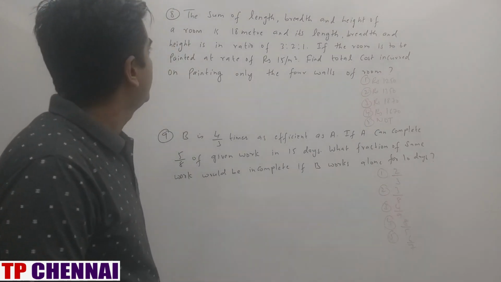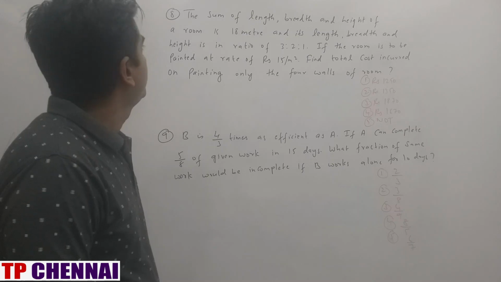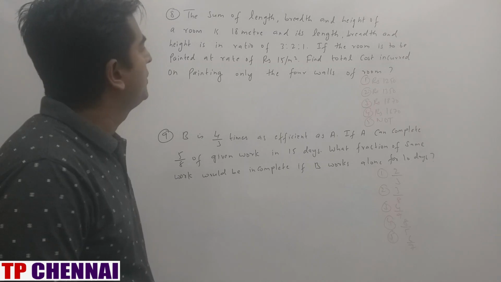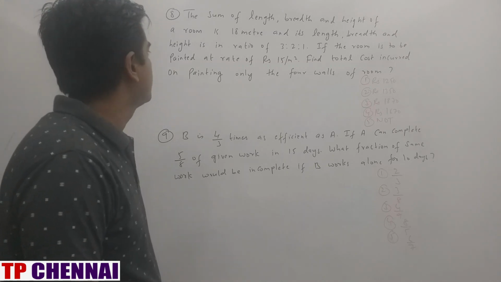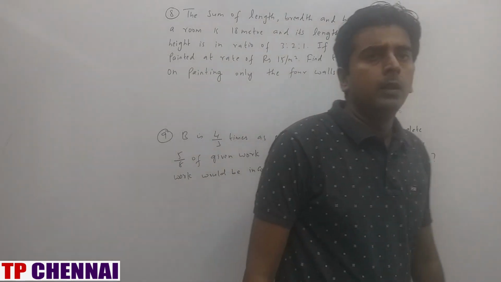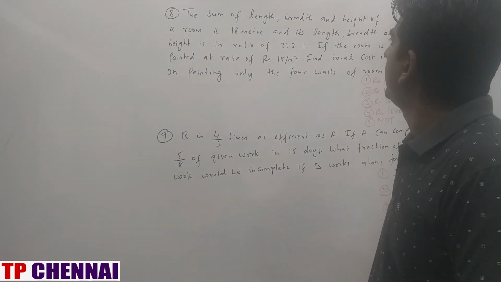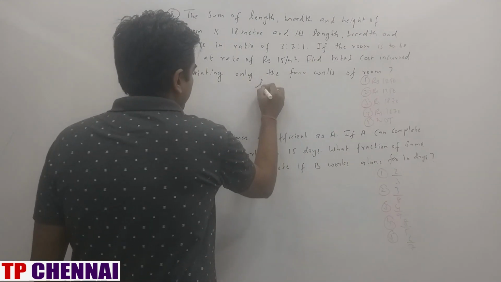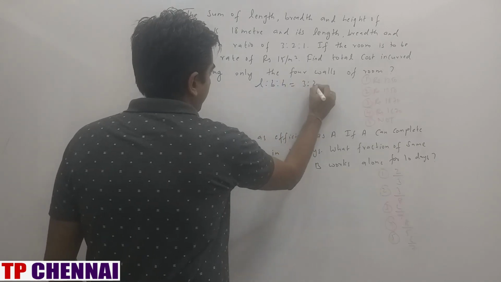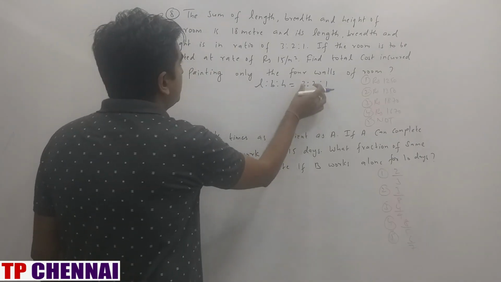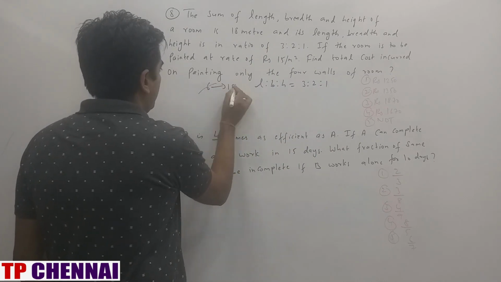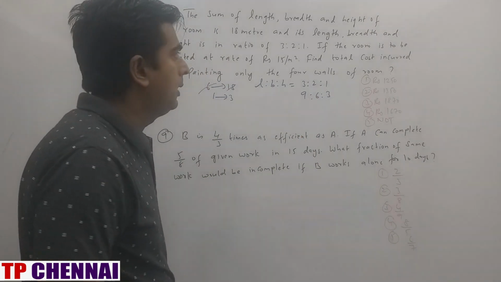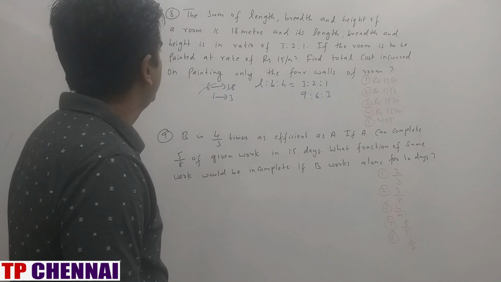The sum of the length, breadth and height of a room is 18 meters and its length, breadth and height are in the ratio 3:2:1. If the room is to be painted at the rate of rupees 15 per meter square, find the total cost incurred on painting only the 4 walls of the room. So here what they have given you: the sum of length, breadth and height is 18 meters and the ratio is 3:2:1. Right? So total parts is 6, 6 parts is 18. So 1 part is nothing but 3. So this will become how much? 9, 6, 3.